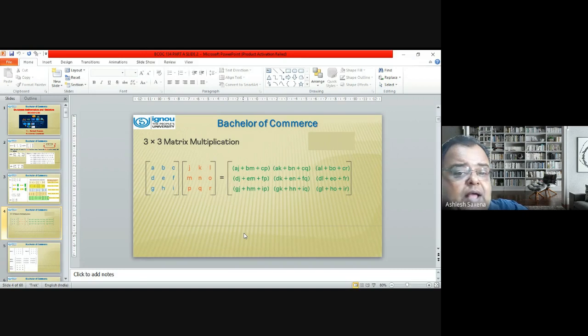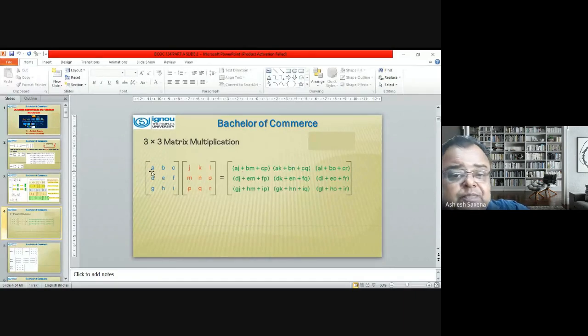Here, again I'm discussing how this multiplication is done. You can see a 3 by 3 matrix being multiplied by a 3 by 3 matrix. As I told you, multiplication has to be performed in this order. This into this. That means A into J plus B into M plus C into P. That means this will be your first element. For the second column, these three are multiplied by these three. That means the order will be AK plus BN plus CQ. Here you can see that is the second element.